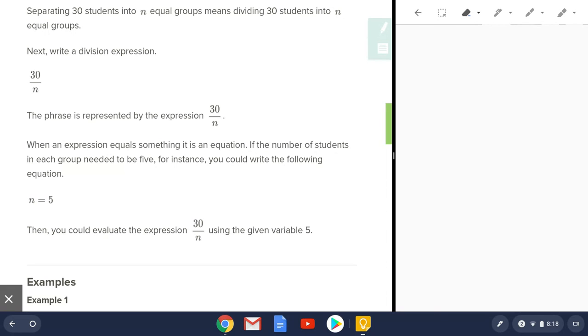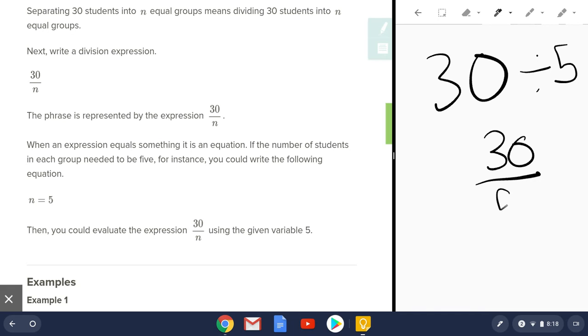When the expression equals something in this equation, then the number of students in each group needs to be 5. For instance, Mr. Warren is dividing his group of kids, his 30, into groups of 5, right? He wants 5 people per group. So we would just write 30 divided by 5, or 30 over 5. What's 30 divided by 5, guys? 6. Because 6 times 5 is 30.